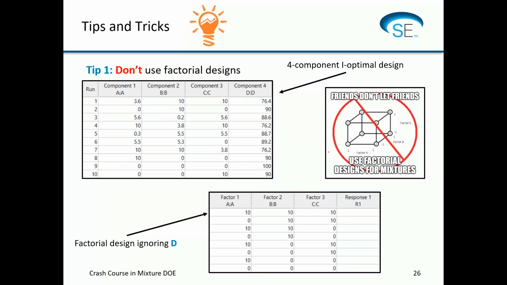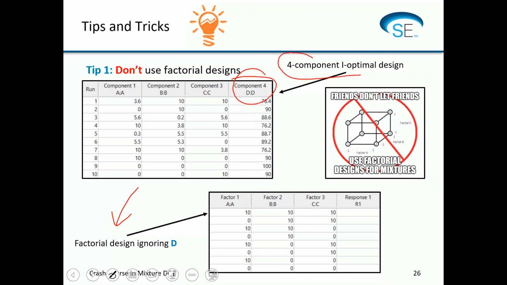Here is what a factorial design ignoring D looks like. It's 8 runs and everything is at 0 or 10%. Here is what a 4-component optimal design looks like. Notice how it has 10 runs, so it has 2 more runs. It now has component D actually as part of your experiment.